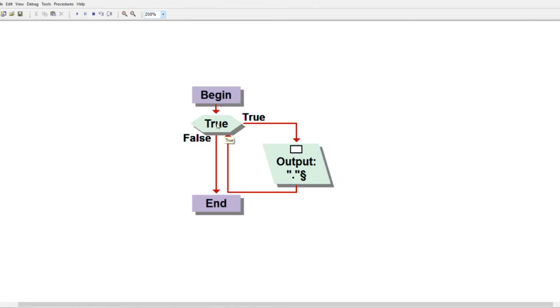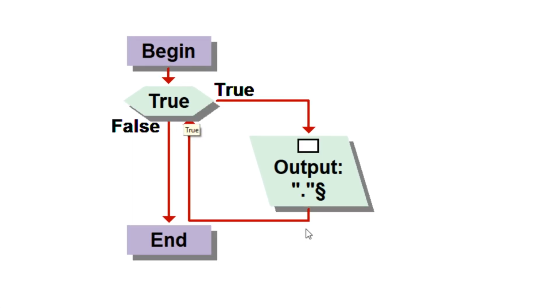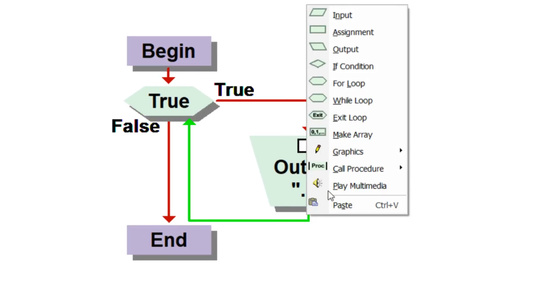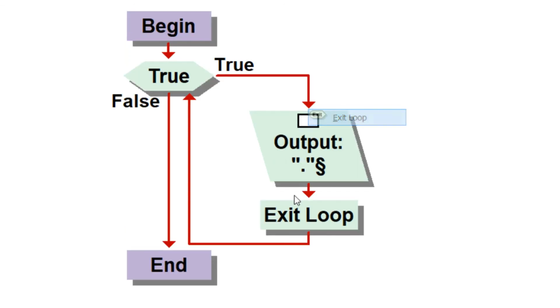But what's interesting about this is if I want this loop to stop executing, I can utilize a specific construct called an exit loop construct.